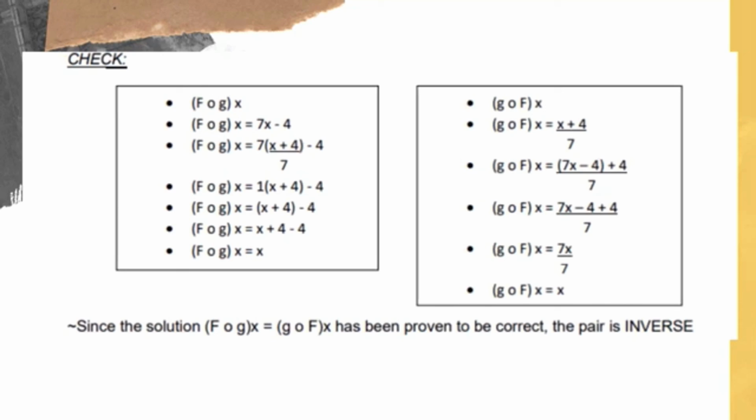As seen in our solution, since f of g(x) equals g of f(x) has been proved to be correct, the pair given is inverse.